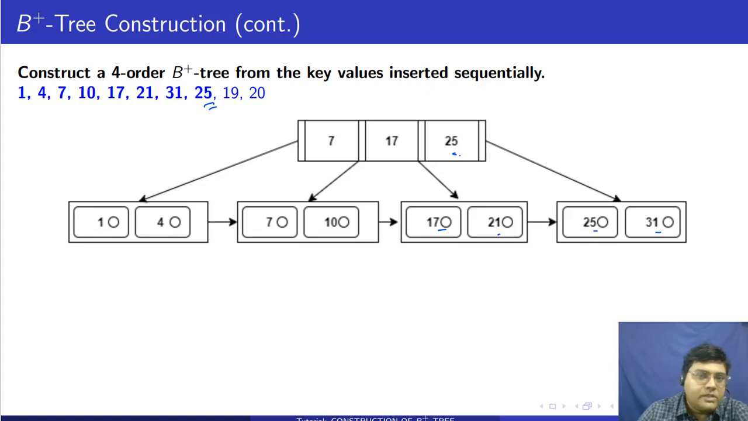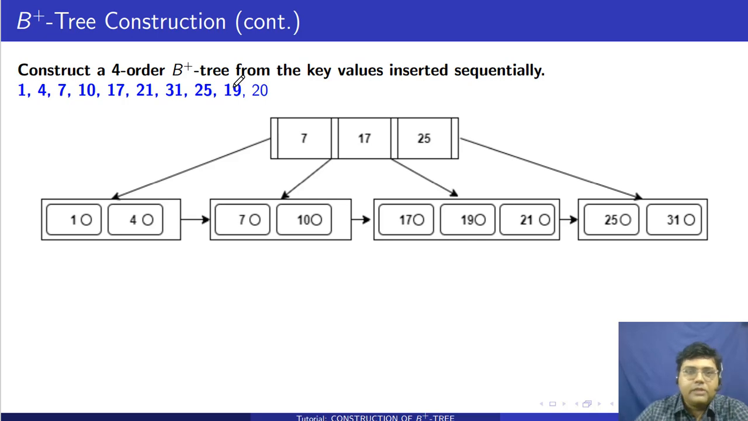Next we need to insert 19. So 19 is greater than 17 but lesser than 25. So it should go into this node, and it should be inserted in between 17 and 21. So still the node is not full, right? So I can add the 19 in between 17 and 21. So here you can see this 19 got added in between 17 and 21.